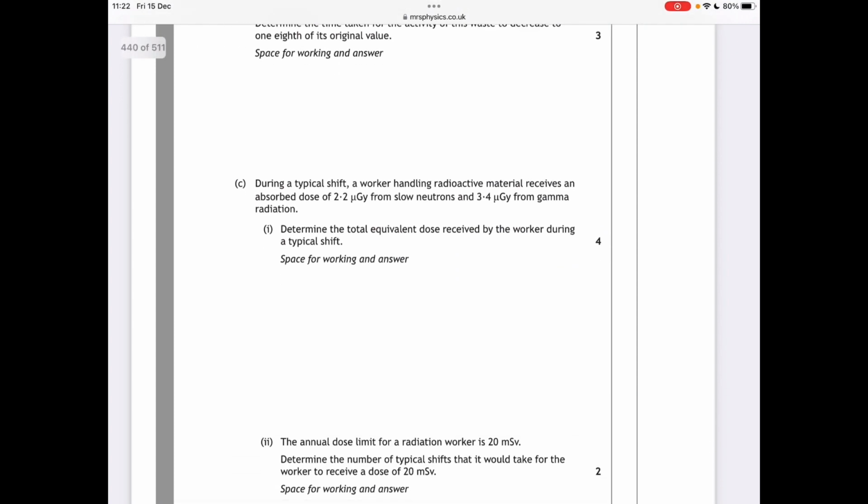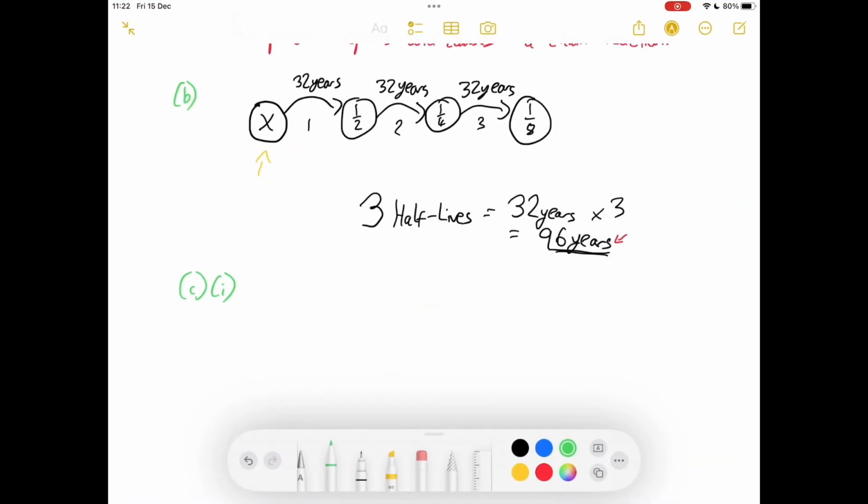During a typical shift, a worker handling radioactive material received an absorbed dose of 2.2 micrograys from slow neutrons and 3.4 micrograys from gamma radiation. Determine the total equivalent dose received by the worker during a typical shift. Well, first things first, equivalent dose. That is this equation here: H equals D omega R. You get 1 mark for that.